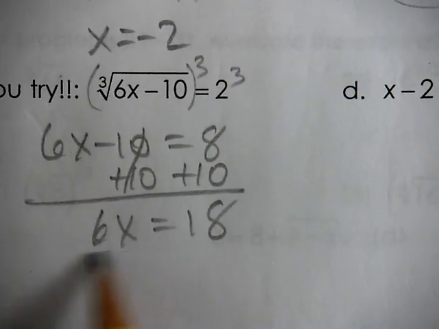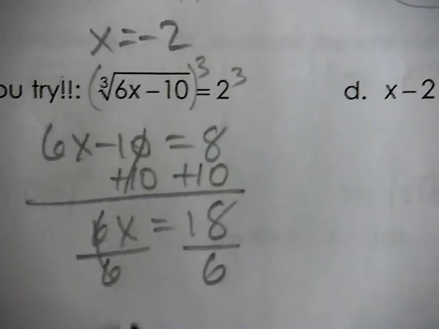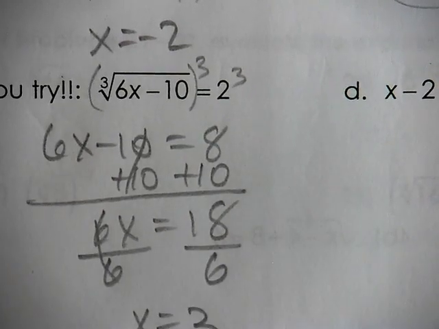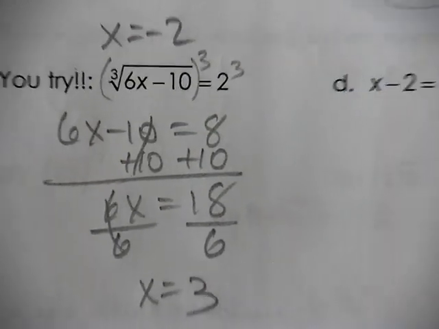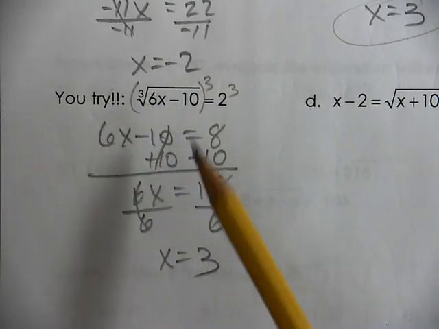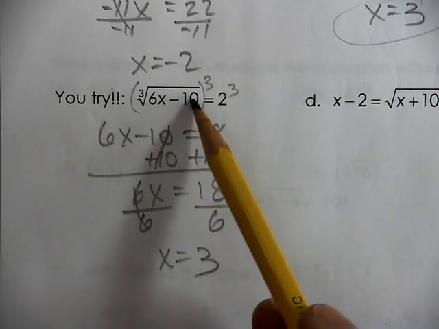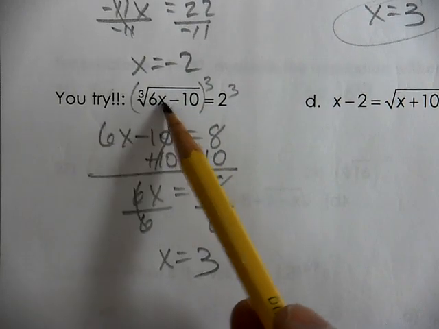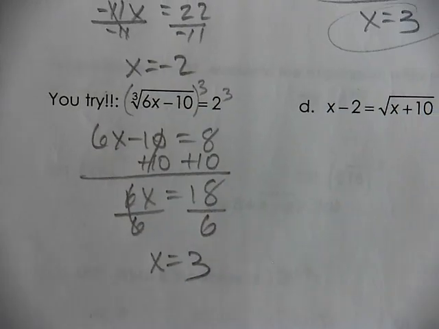6x equals 18. Divide by 6 would give you 3. You can plug the 3 back into the problem. 6 times 3 gives us 18. Minus 10 gives you 8. The cube root of 8 is 2, and that matches.